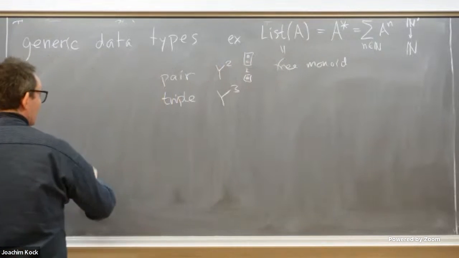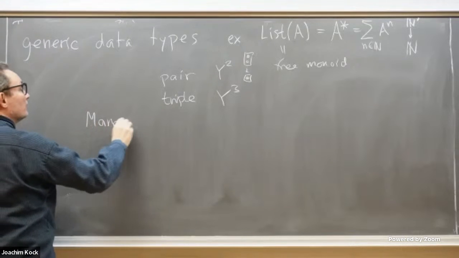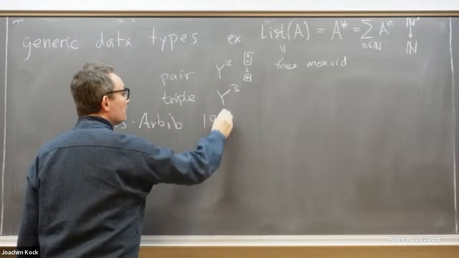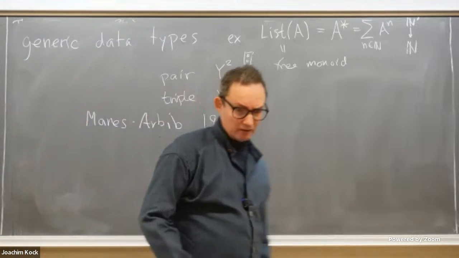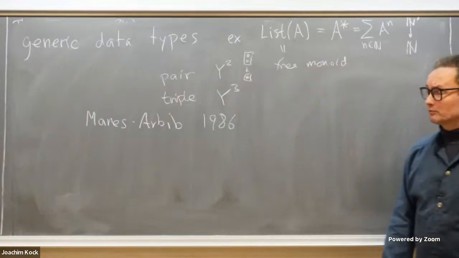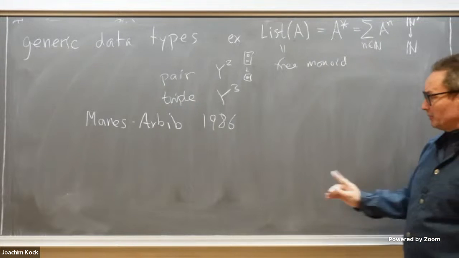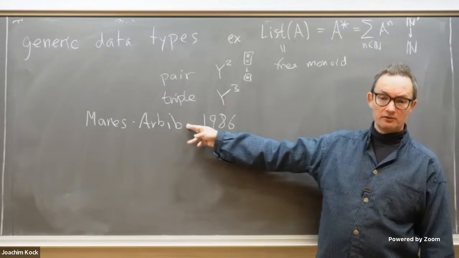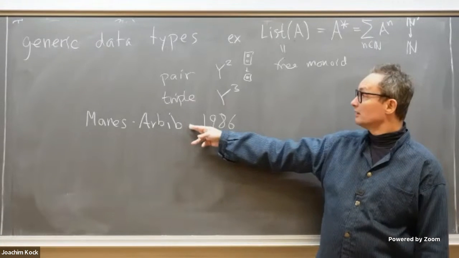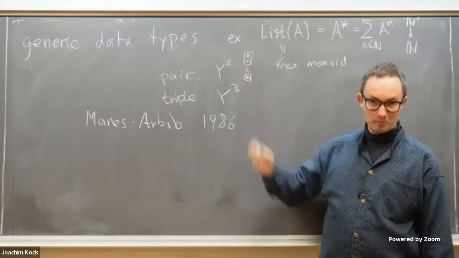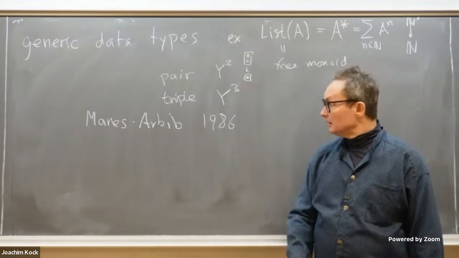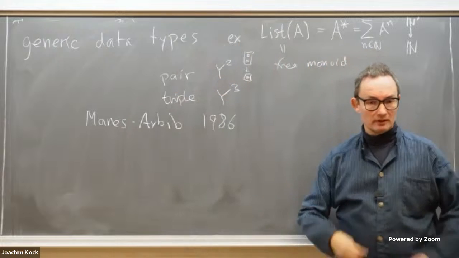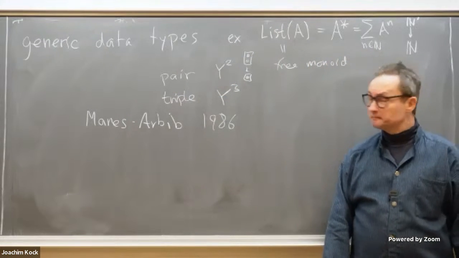So this viewpoint, I think, goes back to Manes and Arbib in the '86 book, Algebraic Approaches to Program Semantics. I believe that this book is the first time in the literature where the word polynomial functors is used for what we call polynomial functors here. They use this viewpoint to do algebra with data types.